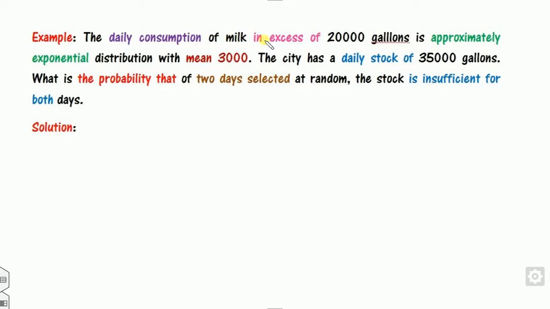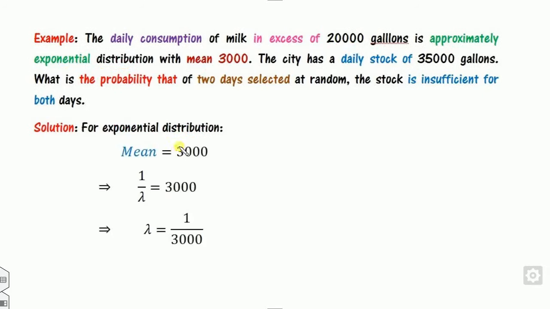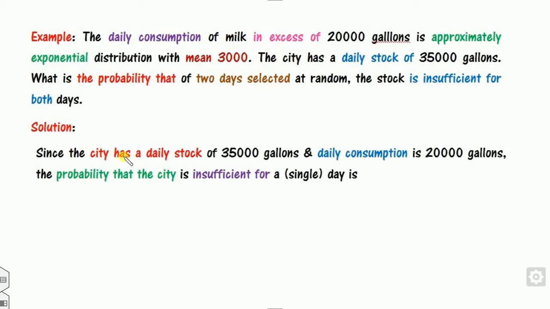The daily consumption of the milk in excess of the 20,000 gallon is approximately exponential distribution with mean 3,000. Okay, so this is the 3,000 and it is given to be exponential distribution. So you can find firstly the value of the lambda. Now what is the meaning of that? The daily consumption is 20,000. The city has a daily stock of 35,000.